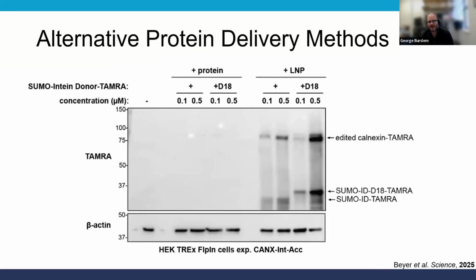So we use the D18 version of the donor, but actually once we do that, formulate them into LNPs, we get very efficient editing of proteins. And in this case, there's no electroporation. We just add these LNPs to the media and observe editing. You do lose some of the temporal control, but you certainly gain in the ease of use and the lack of electroporation if your cell lines can't tolerate it.